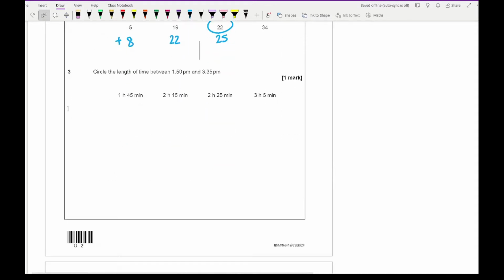3. Question 3, it says circle the length of time between 1:50 and 1:35. Well, 1:50, if we add 10 minutes, that's going to take us to 2 p.m. And then add another hour, and that takes us to 3 p.m. And then add another 35 minutes to take us to 3:35 p.m.